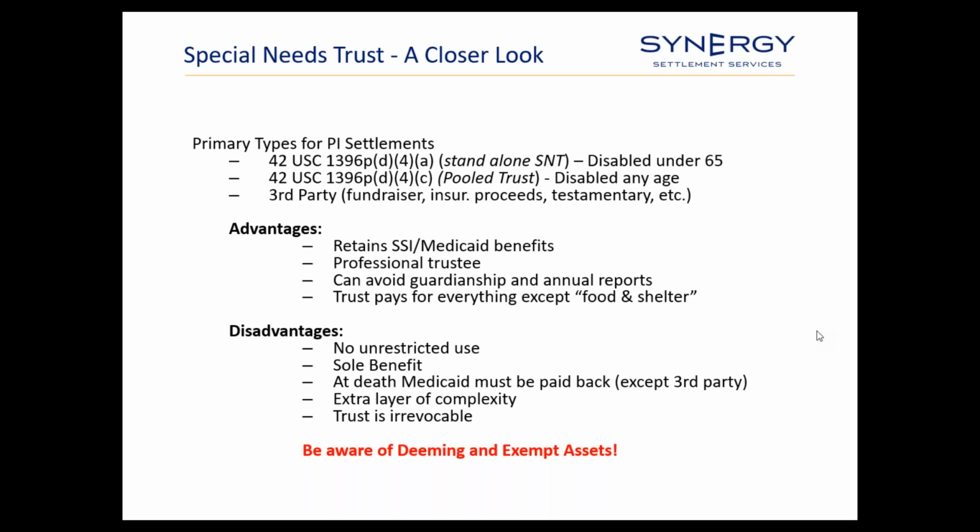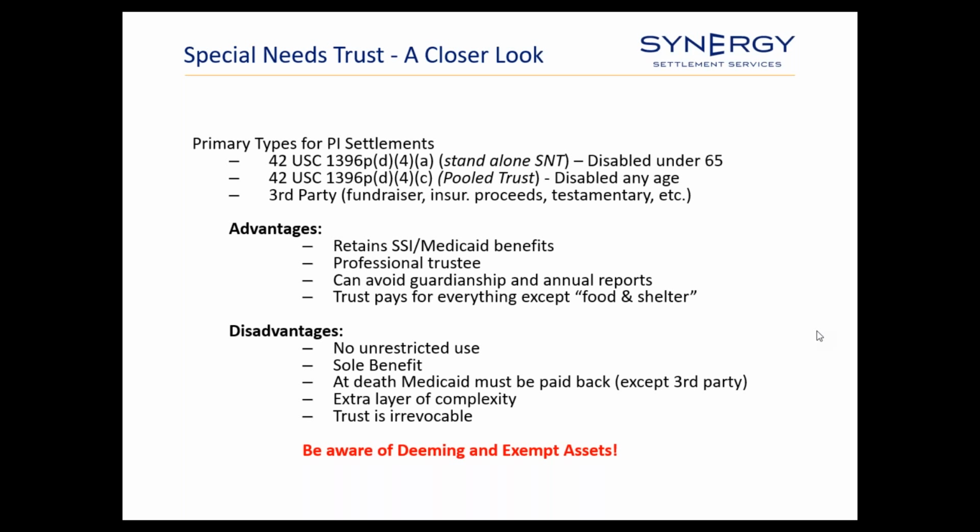So from the date the trust starts to the date of death, Medicaid has a running tab for the benefits that they've paid for and has a right to recover those costs. The only time that is not applicable is when it's a third-party trust. So when other people put their money in place in a trust for an injured or disabled person, those funds are not subject to the same Medicaid repayment. It does add an extra layer of complexity to a settlement, and the trust is irrevocable, meaning once we set it up and the funds are placed in there, it is irrevocable.